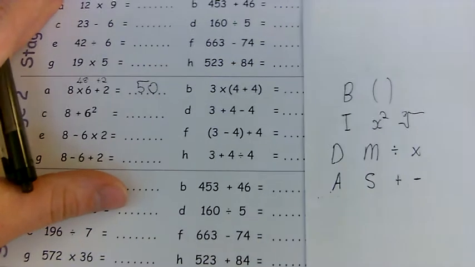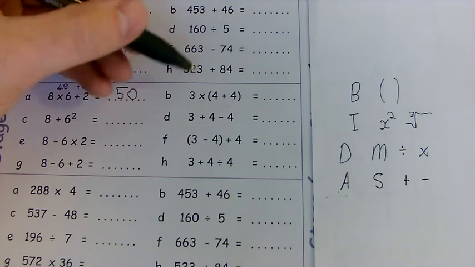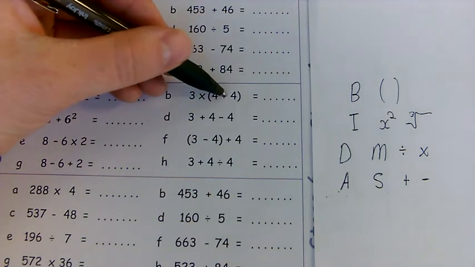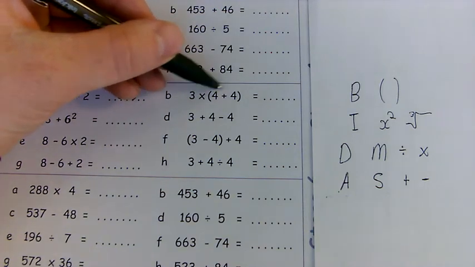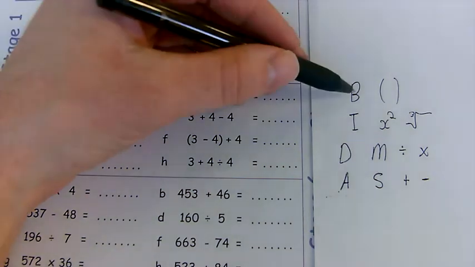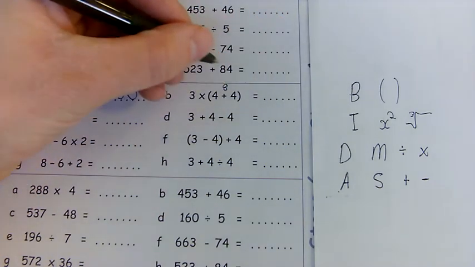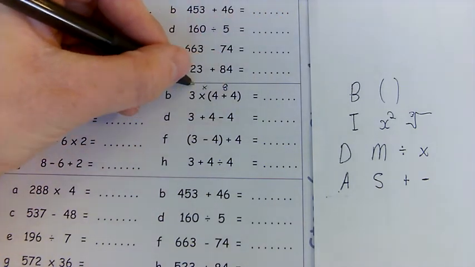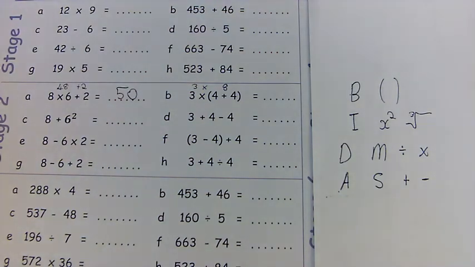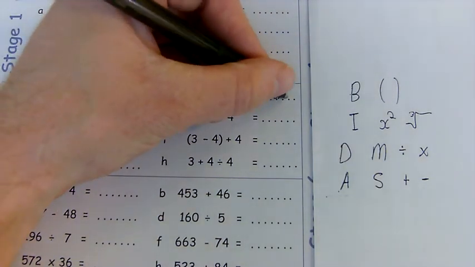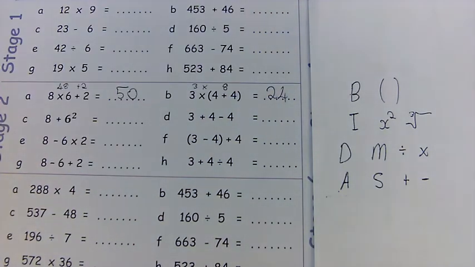For B, on this one, I've got multiplication, I've got addition, but I've also got these brackets. So, given that B is first, we do the brackets first, which is 8, and then I need to multiply that by 3. 3 times 8 is 24, and that's it done.